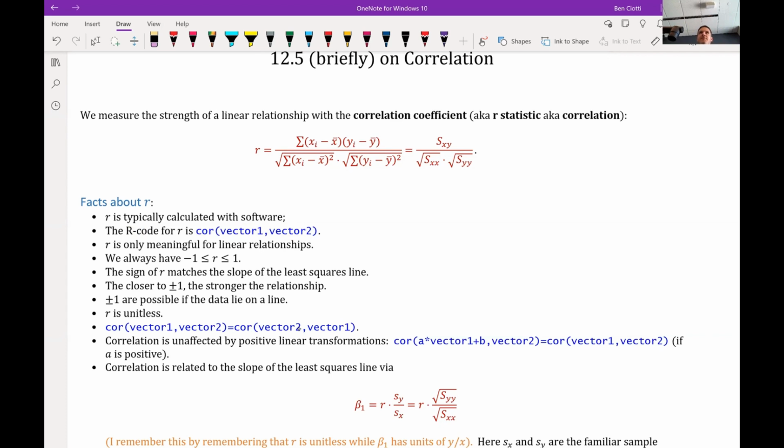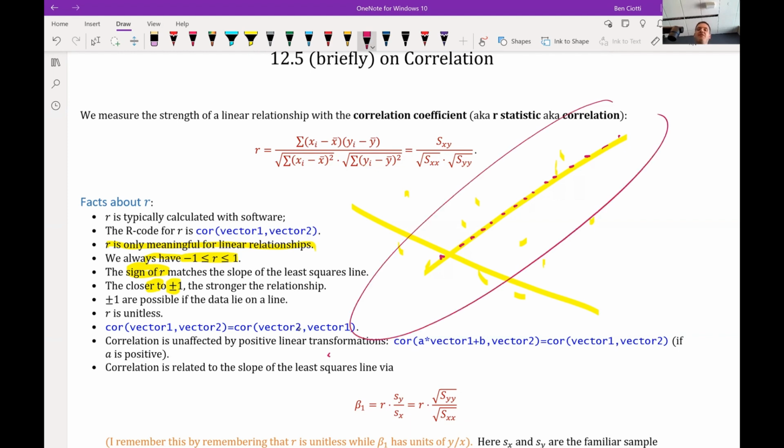Here's a bunch of facts about the correlation coefficient. It's only meaningful for linear relationships. It's always between -1 and +1, inclusive. The sign of R matches the slope of the regression line. So if there's a positive relationship, then R is positive. If there's a negative relationship, then R is negative. The closer it is to either +1 or -1, however, the stronger the relationship. If R is exactly +1, that means your data lies exactly on a line, a line with positive slope.